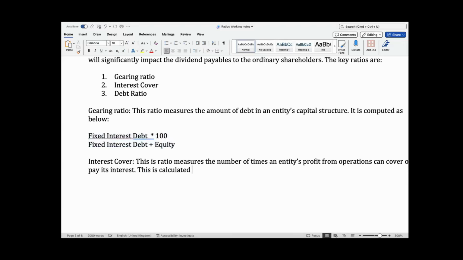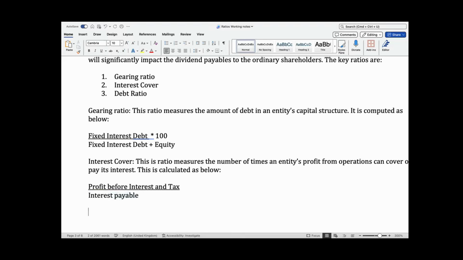And this is calculated as below. It's calculated as profit from operation, which is profit before interest and tax, that's PBIT, divided by finance cost or interest paid or payable. That will give us our interest cover.